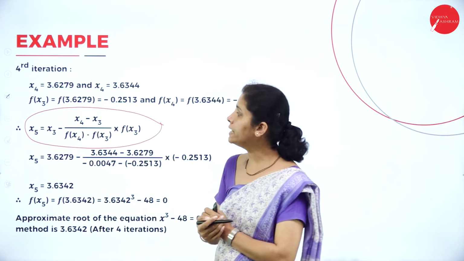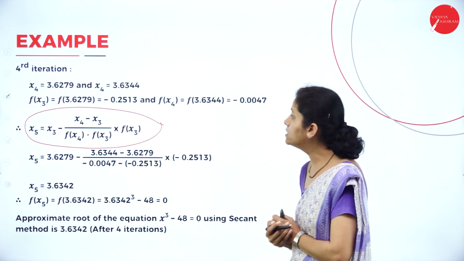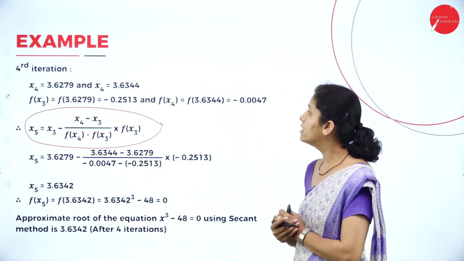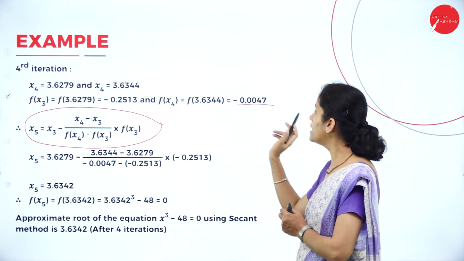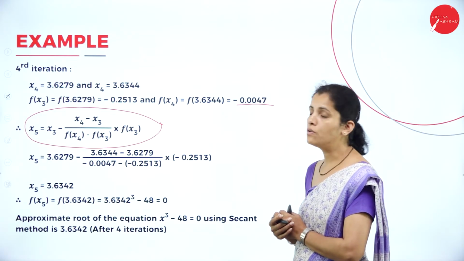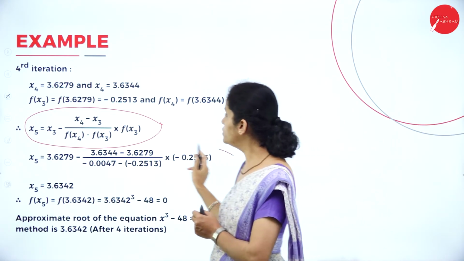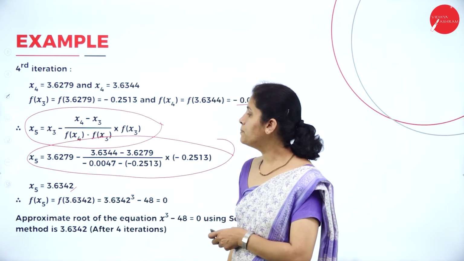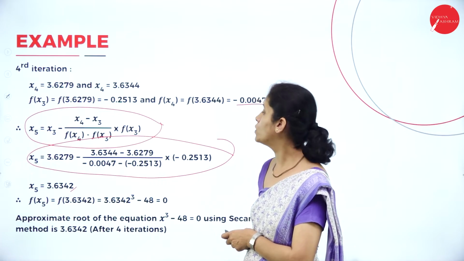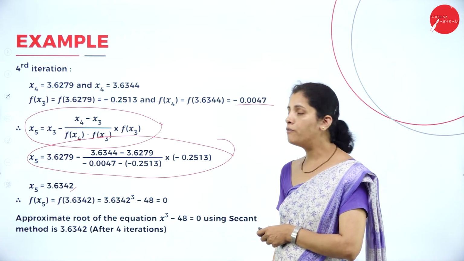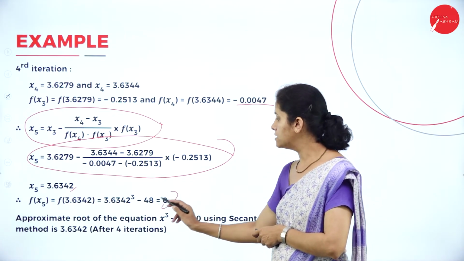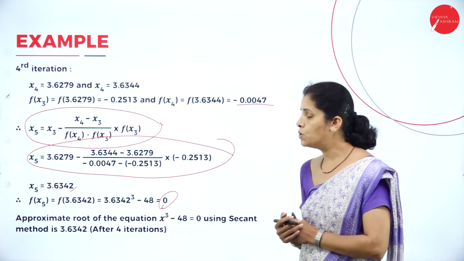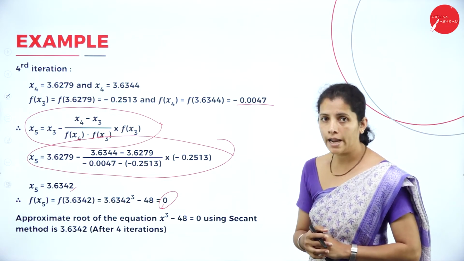Now, when I take f of x3, I'll get minus 0.2513, and f of x4 is minus 0.0047. When I substitute all the values, I'll get the answer 3.6342. And if I take f of x5, I'll get the answer 0, so f of x5 is equal to 0. So I'm going to stop the iteration.